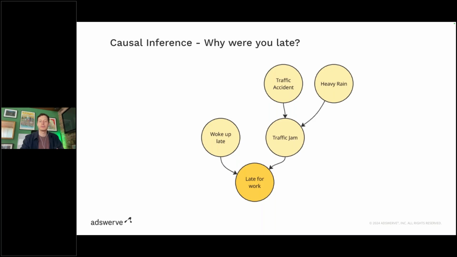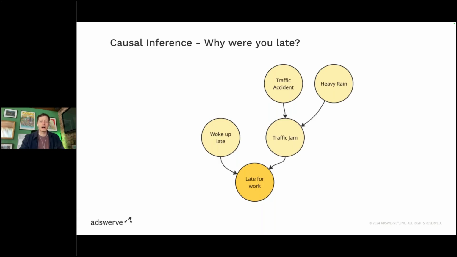So MMMs, what they are, they're causal inference models. And what causal inference models do is they aim to estimate the cause and effect between different entities. So let's take a real life example here, and we're going to build a causal graph. Let's say you were late for work one day. How can we determine what was the factor that was really responsible for that?